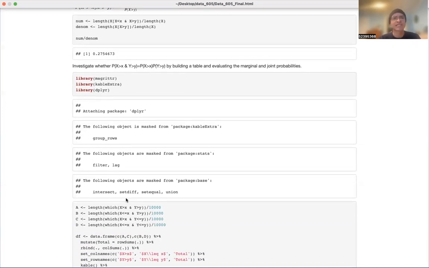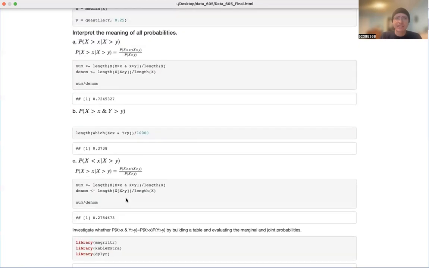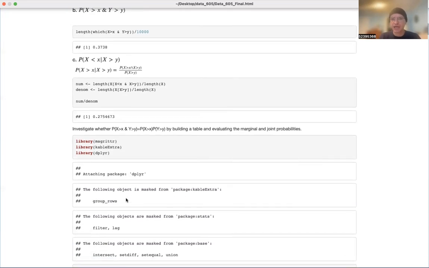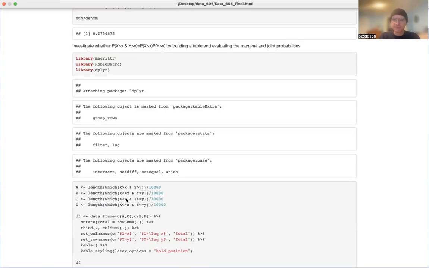Then I needed to investigate what I was talking about with independence. I needed to investigate whether the probability in question B was equal to those two individual probabilities just multiplied with each other, using a table.